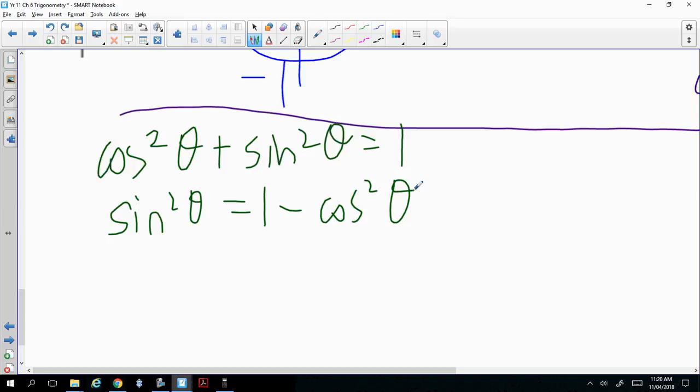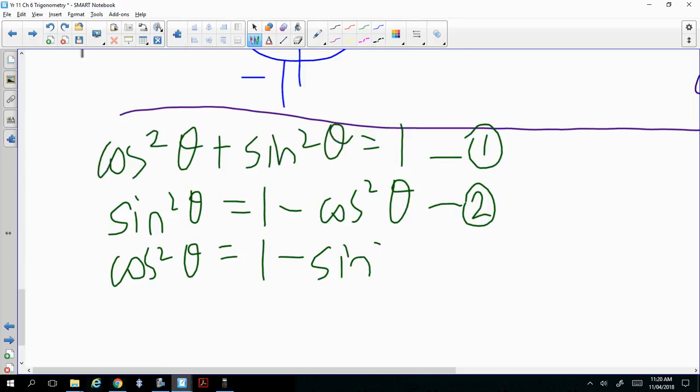Right? So cos squared theta plus sine squared theta is 1. Or you can express sine squared theta in terms of cos squared, or express cos squared theta in terms of sine squared. So you've got three. This one gives rise to these two. And you should memorize them separately. So I'll write the word on the top, memorize.